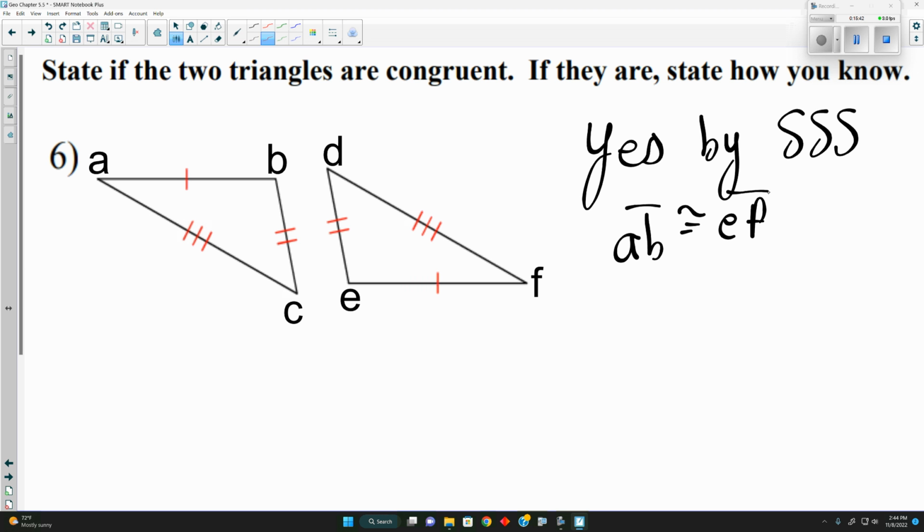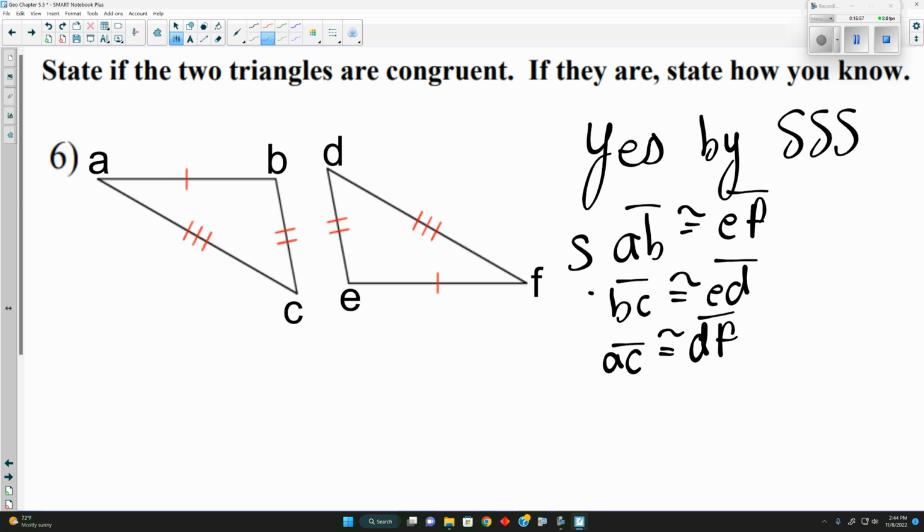AB is congruent to EF. We also have what? ED. And we also have that AC is congruent to DF. Because we have a side, and we have a side. And the nice thing with side, side, side, the order really doesn't matter. As long as we have 3 sets of sides, we can say that 2 are congruent. And that's all we have to do. Any questions on this here?